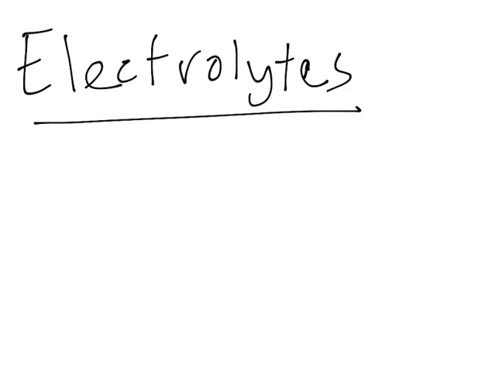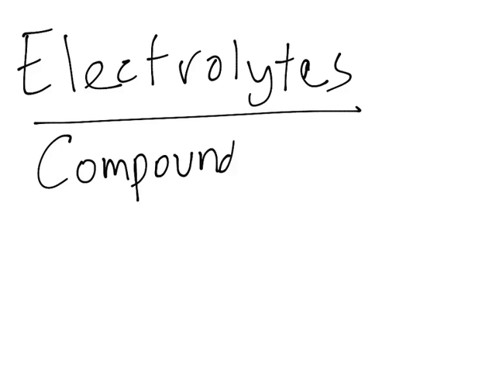In this video, I will be talking about electrolytes. So obviously, the first thing we have to do is define what electrolytes are. Essentially, an electrolyte is a compound that is soluble in water and can generate electrically conductive solutions.